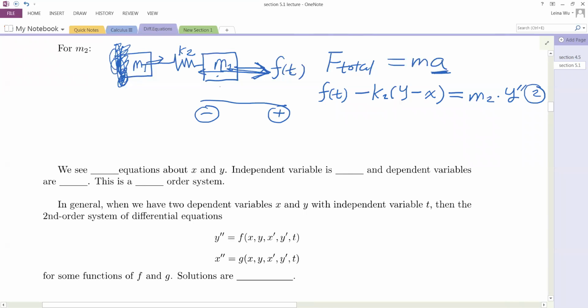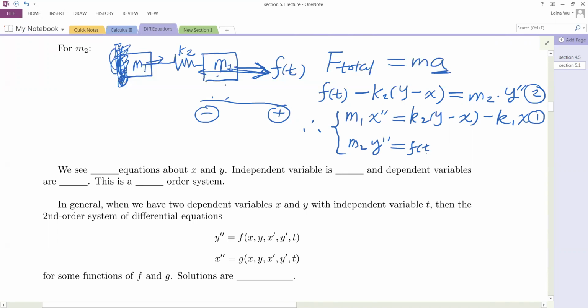So if we put those 2 equations together, we have a system of equations. One is about x, one is about y, and they're intertwined, right? For the x, we have M1 x double prime equals K2 (y minus x) minus K1 x. That's equation 1 that we just derived. Equation number 2 will be M2 y double prime equals F of t minus K2 (y minus x). This is equation number 2.